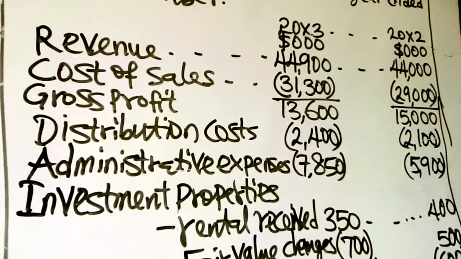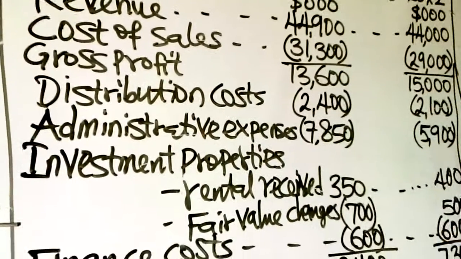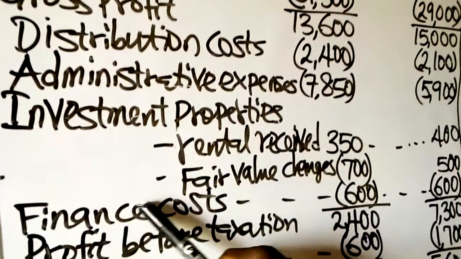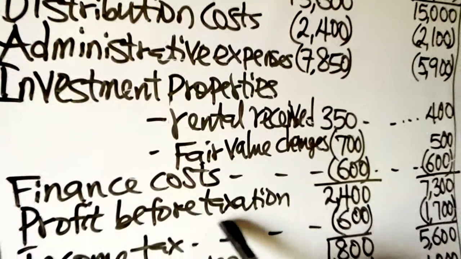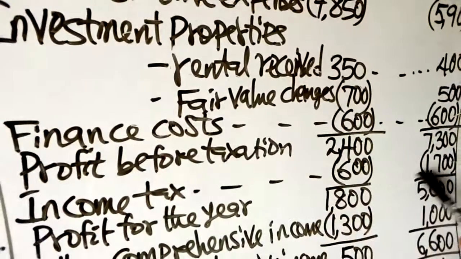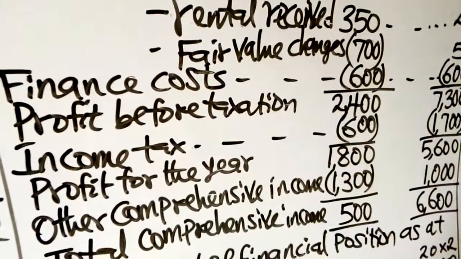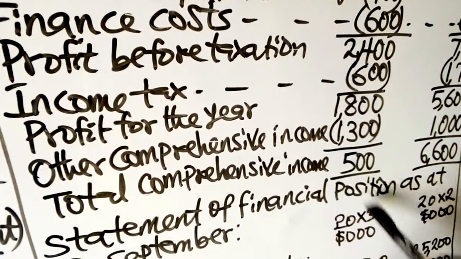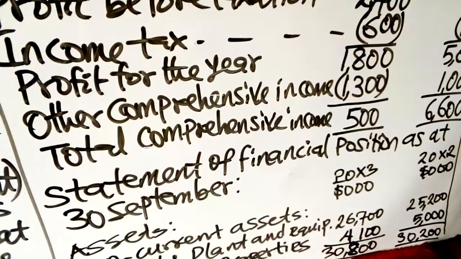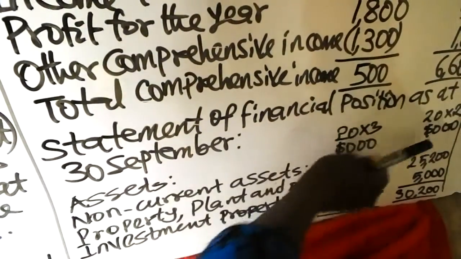administrative expenses, investment properties. We are given rental receipt, fair value changes, finance cost, profit before taxation is given. Then we are equally given income tax. Then we have profit for the year, other comprehensive income, and we equally have total comprehensive income. Statement of financial position as at 30 September, we are given 20x3 and 20x2.